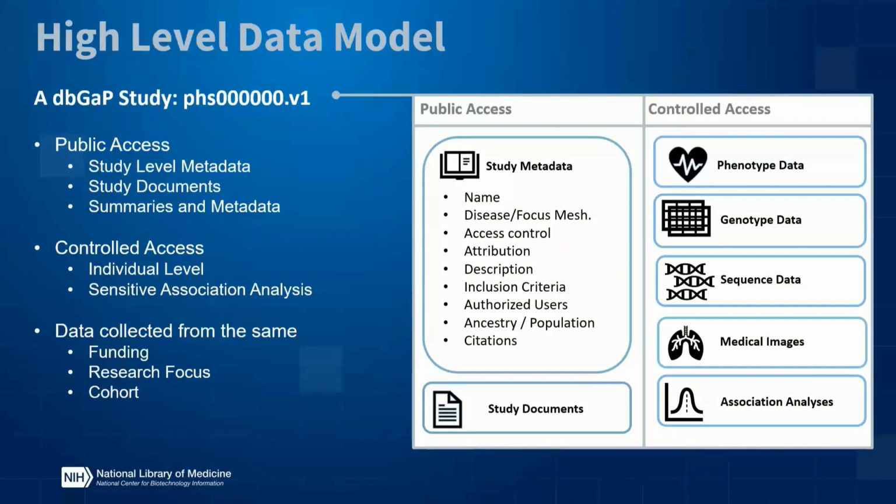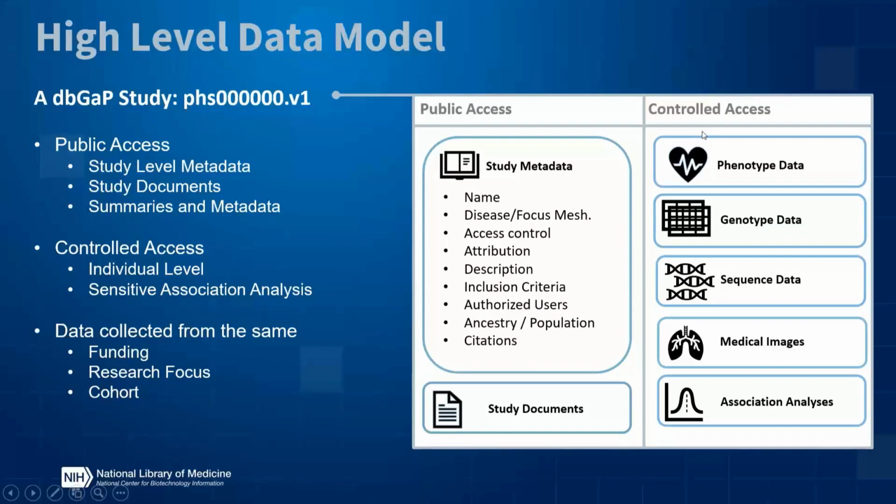The anatomy of a dbGaP data set. First of all, our high-level data model object is called a dbGaP study. And this consists of study metadata, which has information about the study, and then public documents. And these are documents that are used within the study, like questionnaires or research protocols.